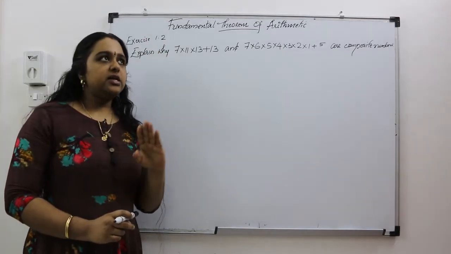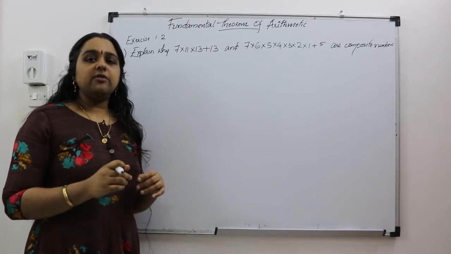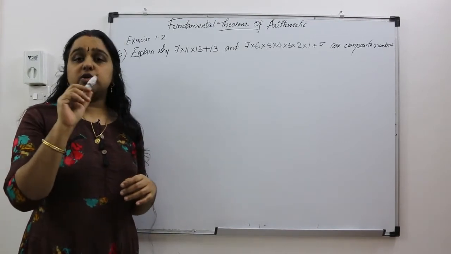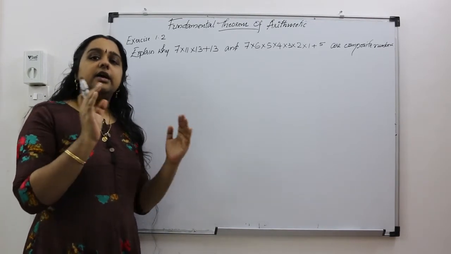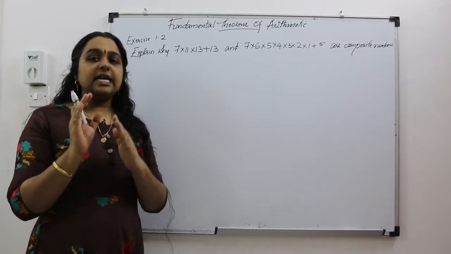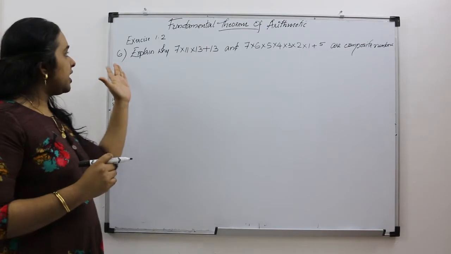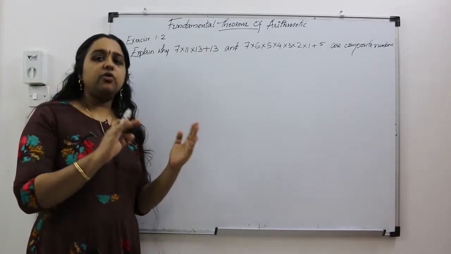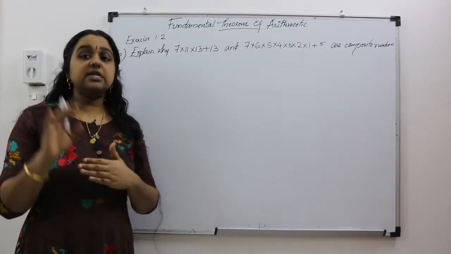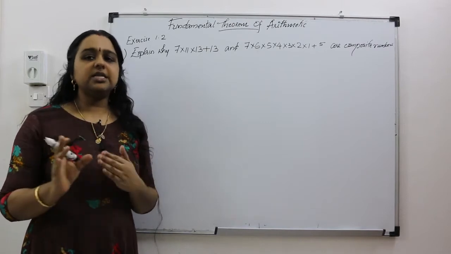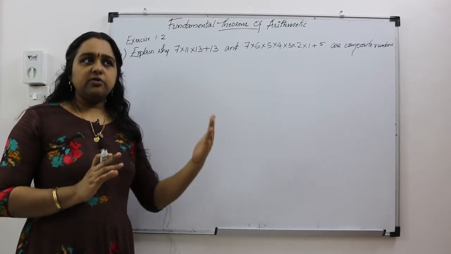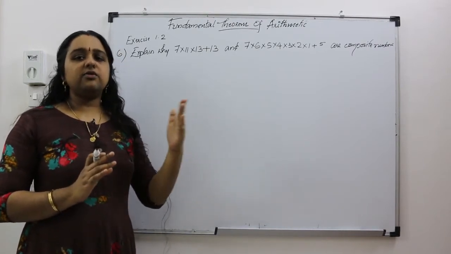Question number 5 is similar to the question in our previous video, where we discussed 4 raised to n and checked whether it will ever end with the digit 0. Instead of 4 raised to n, they have given 6 raised to n. So the solution is similar. Instead of finding the factors of 4, you have to find the factors of 6.